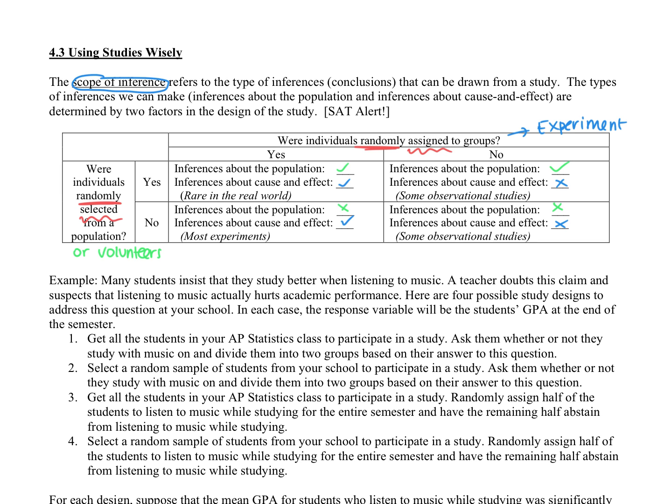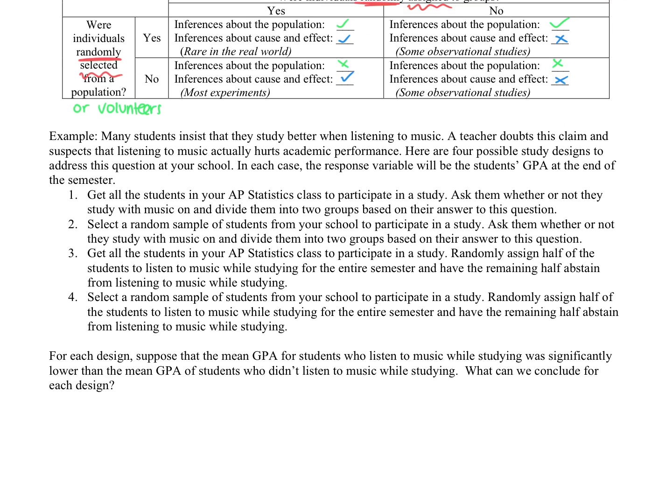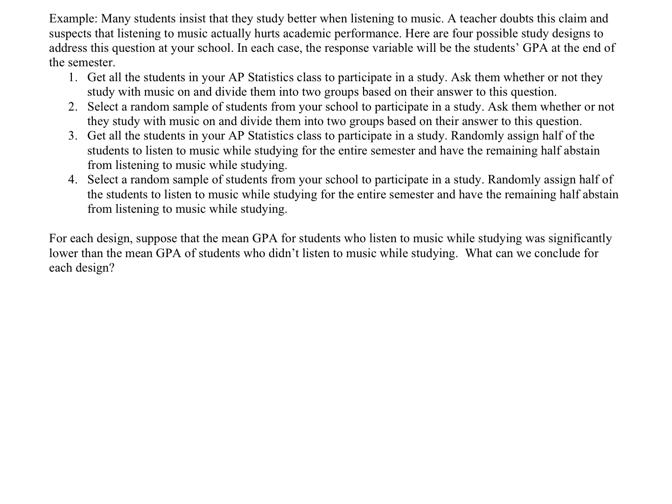So let's look at this first example. Many students insist they study better when listening to music. A teacher doubts this claim and suspects that listening to music actually hurts academic performance. Here are 4 possible study designs to address this question at your school. In each case, the response variable will be the student's GPA at the end of the semester. Here's what we care about. For each design, suppose that the mean GPA for students listening to music was significantly lower than the mean GPA of students who didn't listen to music while studying. What can we conclude? When it asks us what can we conclude, what I'm really asking is, can I show cause and effect between the listening to music and the lower GPA, and who does my conclusion apply to?